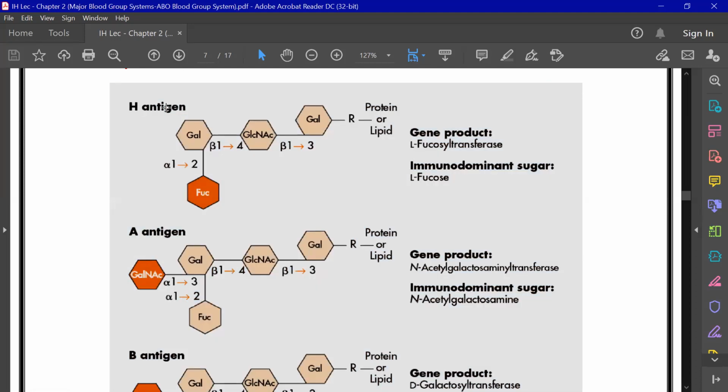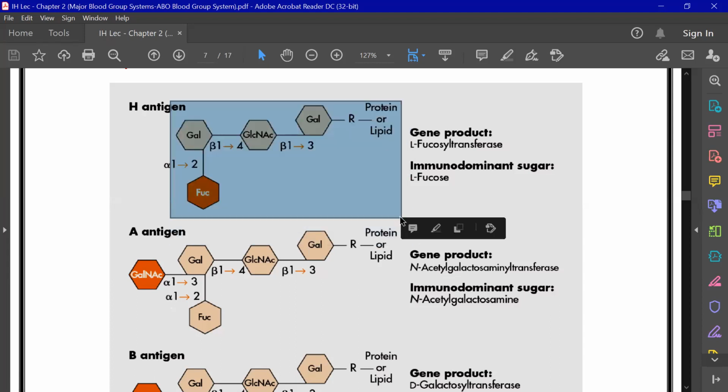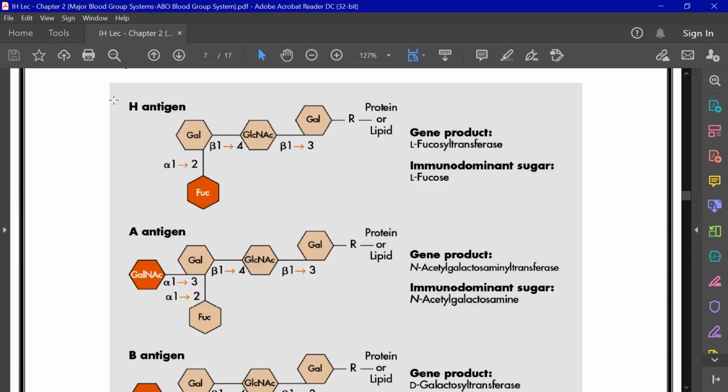In the formation of your antigen, ang ating precursor structure is your type 2 paragloboside. In the formation of your A and B antigen, ang precursor structure natin would be this one, the entire H antigen structure. Yung na-form na H antigen structure. Naiintindihan nyo? That's why kailangan munang ma-form ang ating H antigen before na may formation of your A and your B antigen.